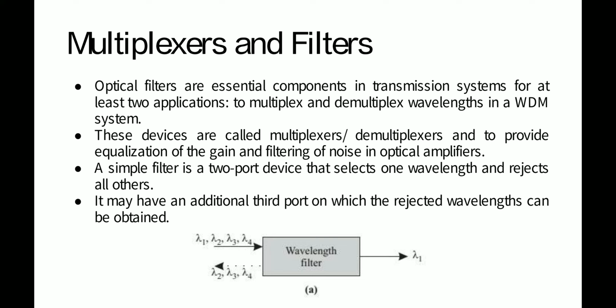These devices are called multiplexers or demultiplexers, and they also provide equalization of the gain and filtering of noise in optical amplifiers. A simple filter is a two-port device that selects one wavelength and rejects the others. It may have an additional third port on which the rejected wavelengths can be obtained. So as you can see in the diagram, there are multiple wavelengths given to the filter. The filter will select only the desired wavelength and others will be rejected.